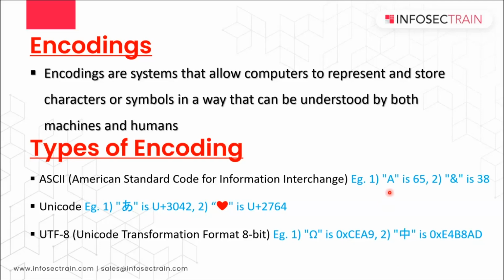For A there is a 65 code. For this symbol there is a 38 code. For this heart symbol there is U plus 2764. So we can say that encodings are an essential aspect of computing that allow for the representation and storage of characters and symbols in a way that can be understood by both humans and machines. If we put this heart symbol into the system, the system is not able to understand this symbol. So for the system, it needs some code.